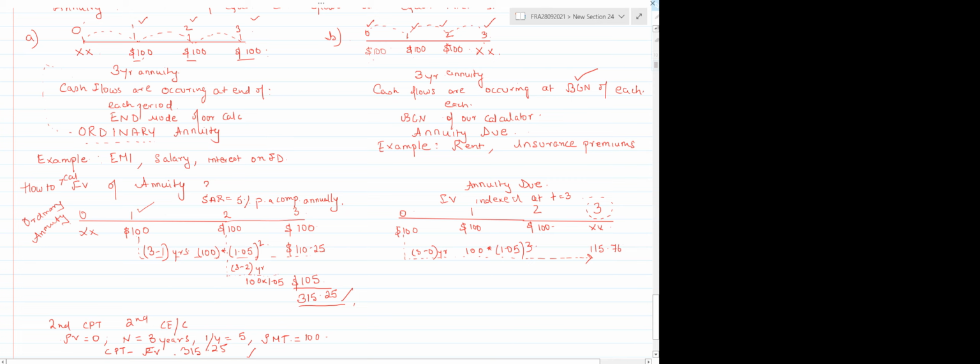115.7625. Let us keep it to two digits. Now the second cash flow would be compounded for how many years? It would be compounded for 3 minus 1, or 2 years. That would be 100 into 1.05 to the power of 2, which is nothing but 110.25. And the third cash flow would be compounded for 3 minus 2, or 1 year. That would be 100 into 1.05. How much is this, guys?